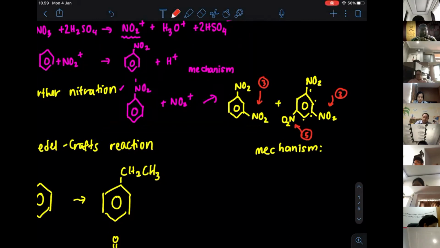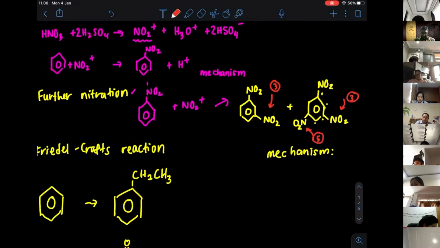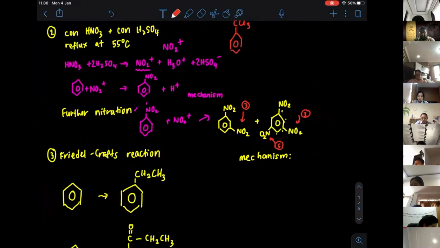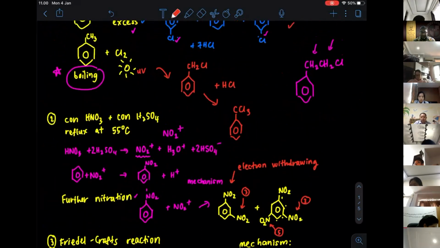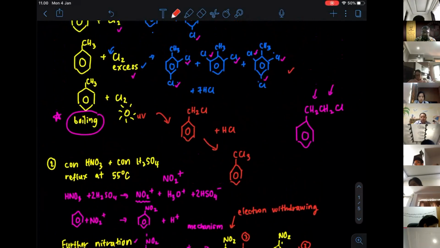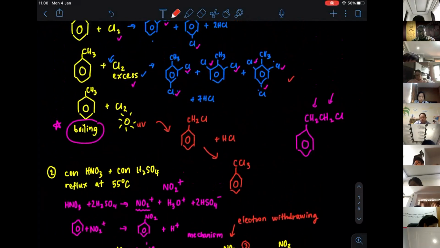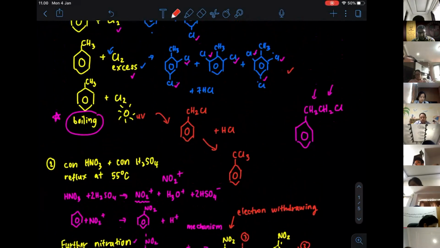Because of electron withdrawing. Yes. Which one is the electron withdrawing? NO2. So this NO2 is an electron withdrawing group. When they are electron withdrawing groups, they are going to direct to position number 1, 3, and 5. That is very important over here, contradicting what we have done earlier, where CH3 is an electron donating group. So this is very important.